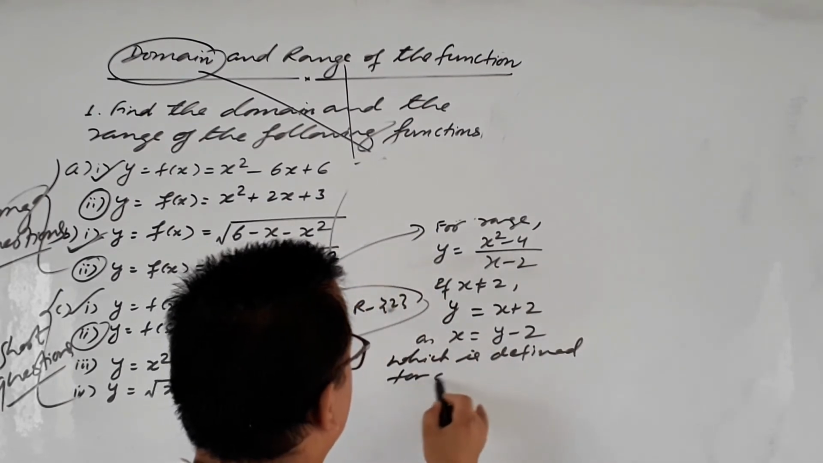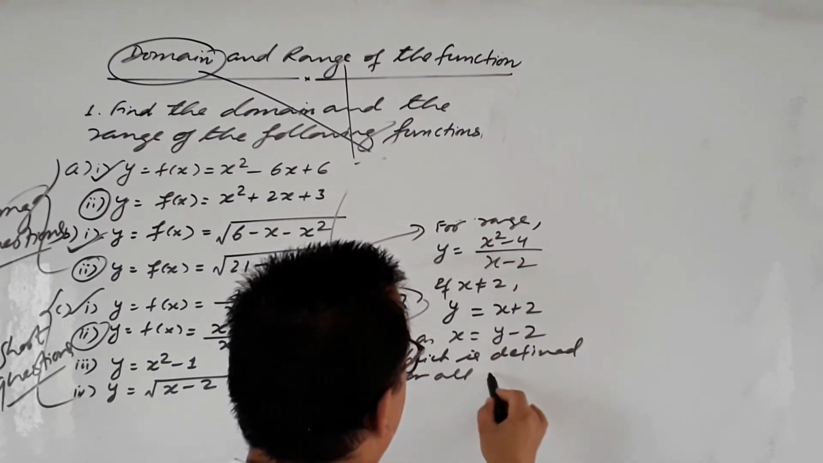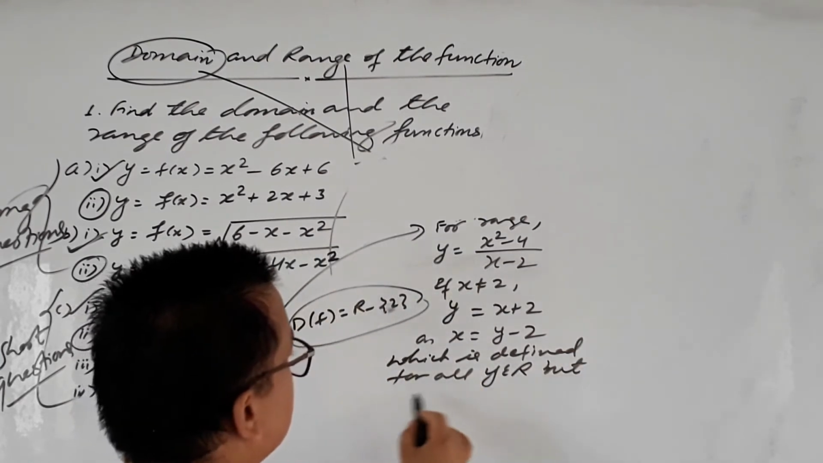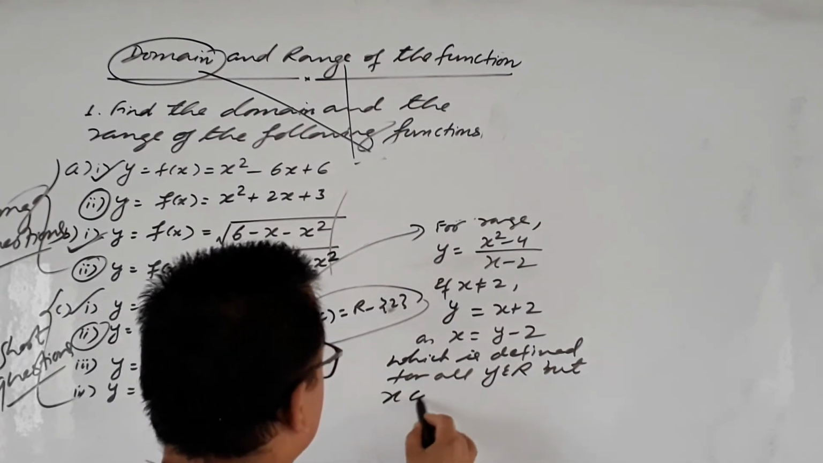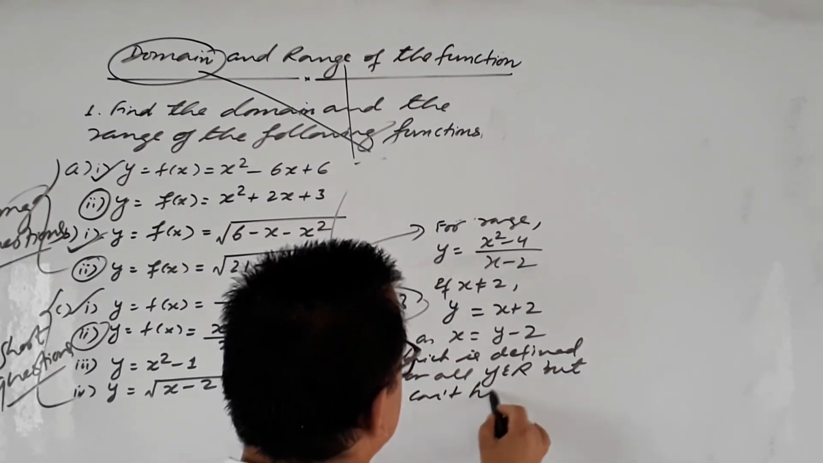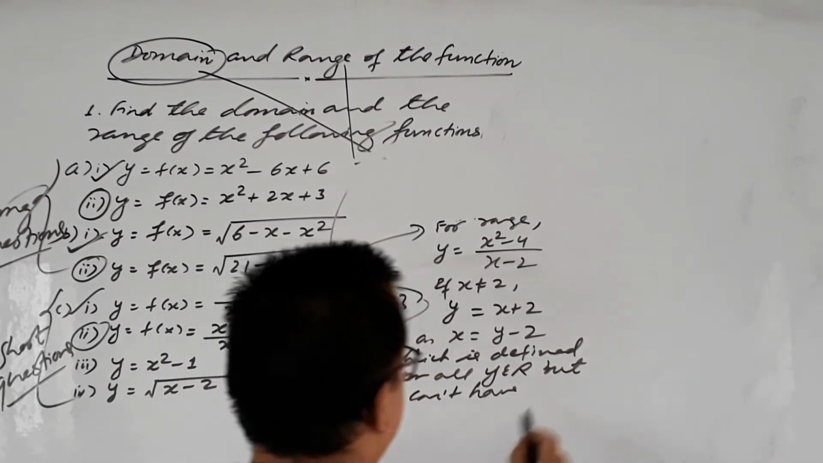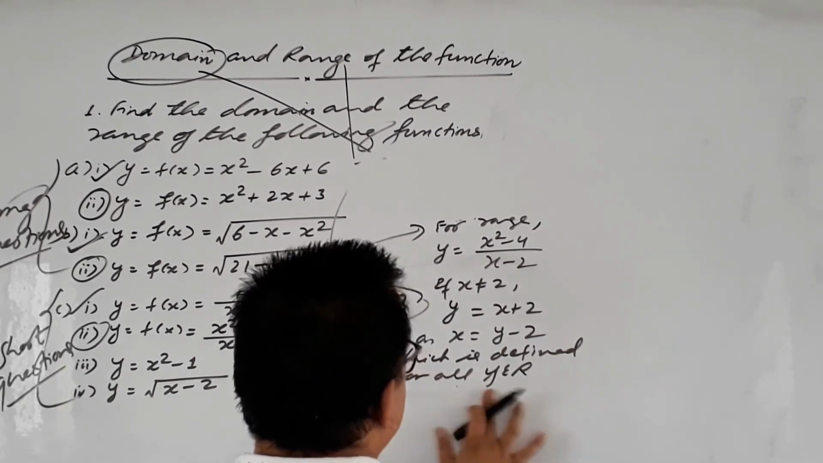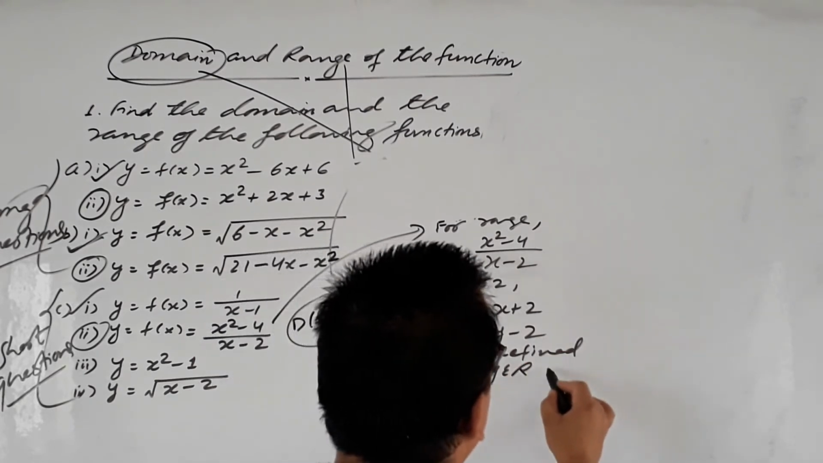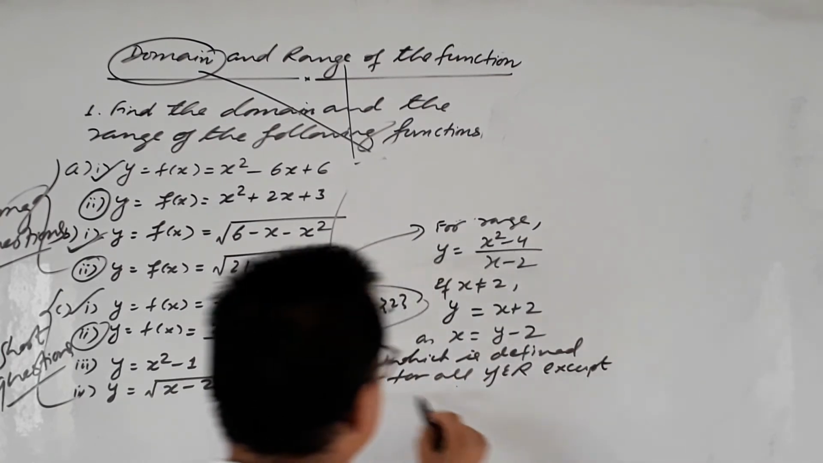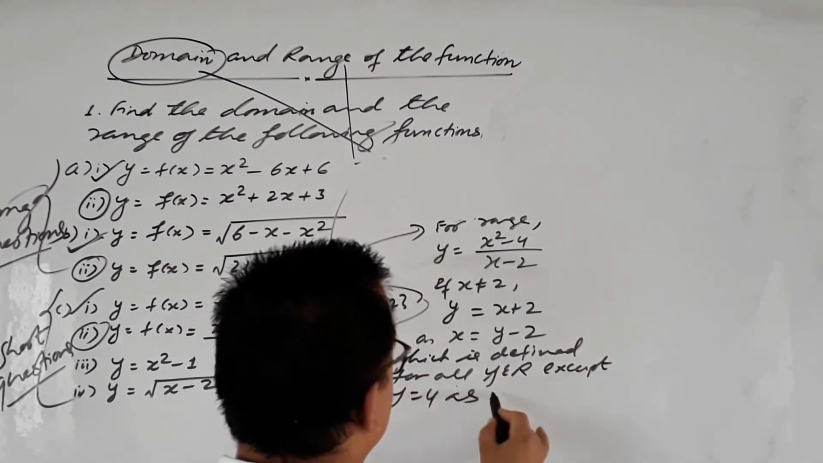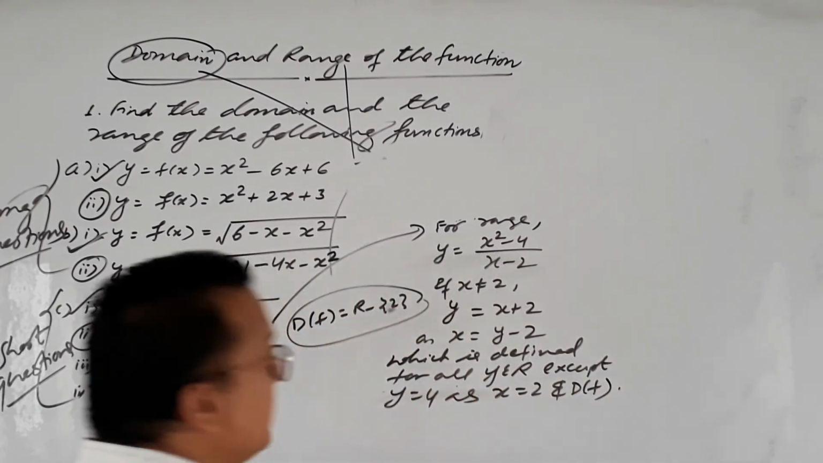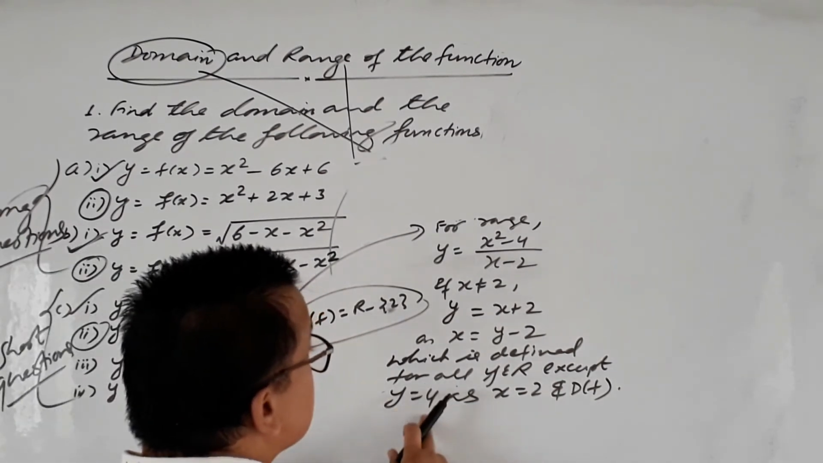Which is defined for all y belongs to R, but x cannot be 2. Let me say it in short: it is defined for all y belongs to R except y equals 4, as x is equal to 2 does not belong to the domain of the function. A simple shortcut, right? Except y is equal to 4, we can't take.